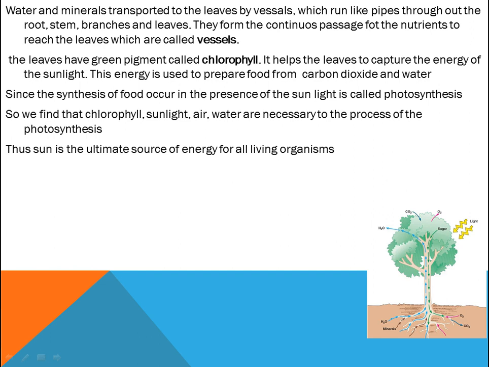Food preparation in the presence of sunlight is called photosynthesis. When sunlight is there and food is made in the leaf, it is called photosynthesis. So we note that chlorophyll, sunlight, air, and water are necessary for the process of photosynthesis.